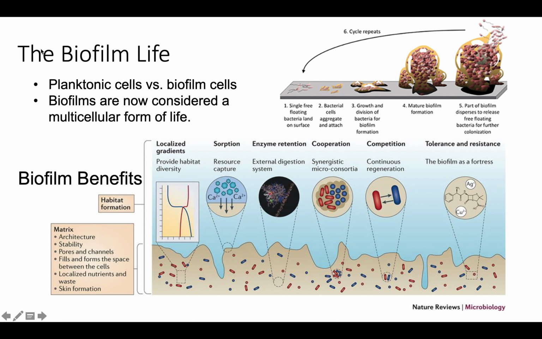And once they attach to this surface, these free-floating planktonic cells will adhere and then aggregate or cluster closer together. And that's by the type 4 pili. Then they become permanently fixed on the surface. They will begin to divide and grow and mature. And once that biofilm matures, it has many bacteria.